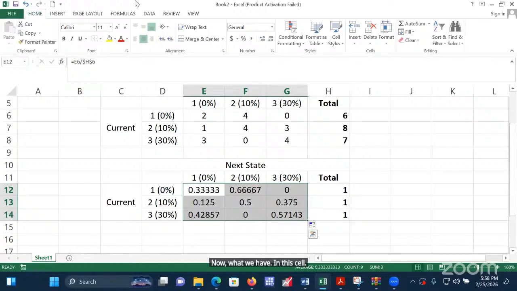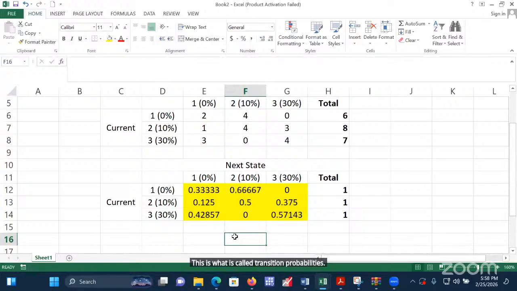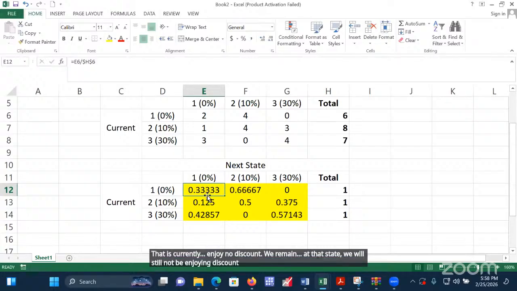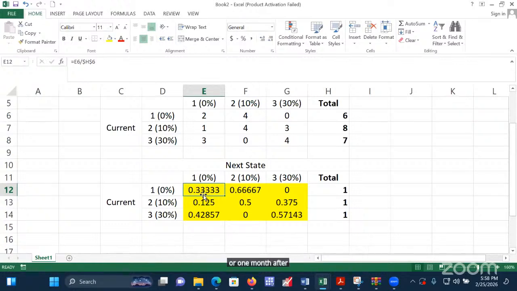let me paint it yellow. This is what is called transition probabilities. Transition probabilities. So this is the probability that a process that is currently, or a customer that is currently enjoying no discount will remain at that state, will still not be enjoying discount in the next month or 1 month after. That means there is a 33% chance that a customer that is not currently enjoying any discount will not enjoy discount in the next month.